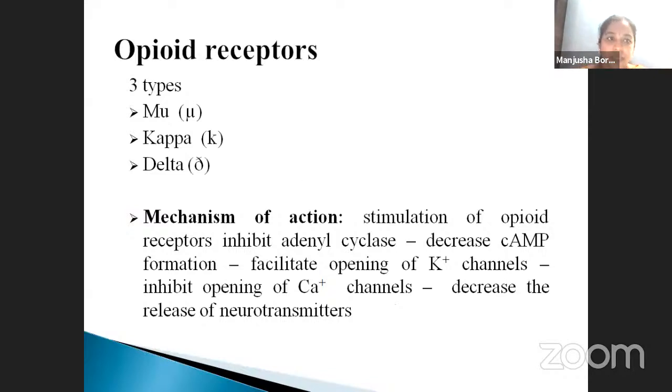Morphine and other morphine congeners produce the effect by acting on the opioid receptor mechanism. There are three types of opioid receptor: mu receptor, kappa receptor, and delta receptor. These are G protein coupled receptors. Stimulation of the opioid receptor inhibits adenyl cyclase and decreases cyclic AMP formation, which facilitates the opening of the potassium channel and results in hyperpolarization of the membrane. This decreases the release of neurotransmitter involved in the pain transmission pathway.